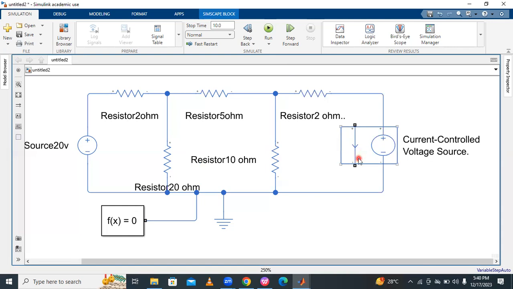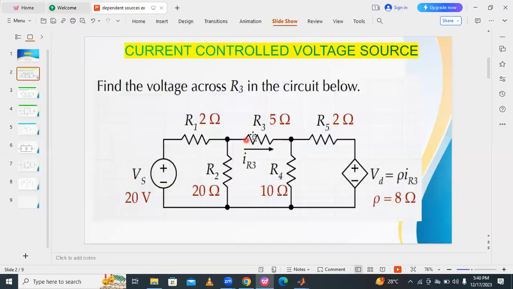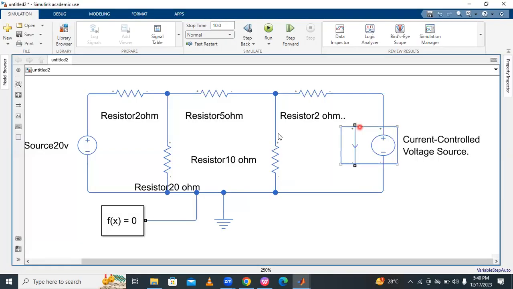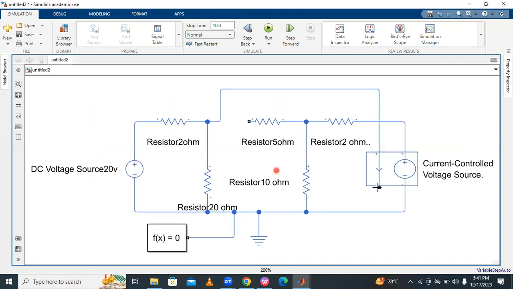So this is a dependent source. This depends upon the current flowing into the 5 ohm resistor, so that's why it's connected in series with the source. These terminals are connected in series. So I'm deleting this terminal and connecting this point to here, and then another terminal like this.